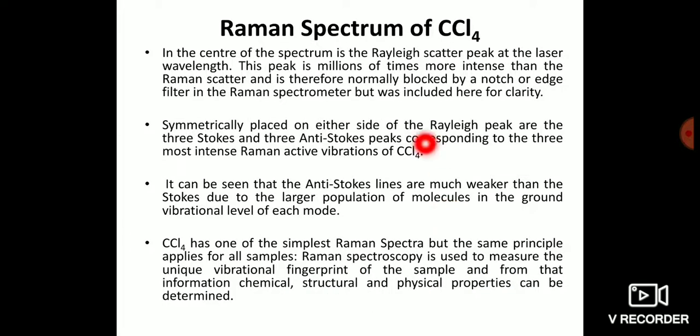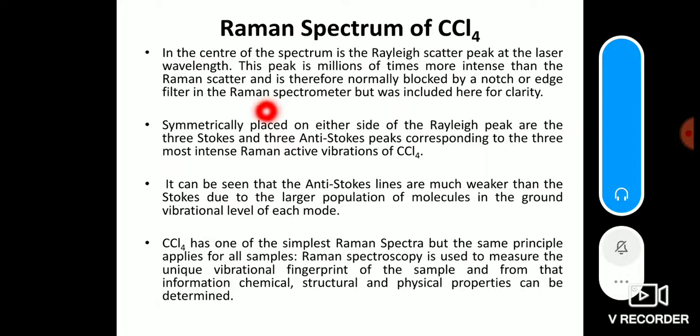So here this is the explanation. In the center of the spectrum is the Rayleigh scatter peak at the laser wavelength. This peak is millions of times more intense than the Raman scatter, but इसको हम neglect करते हैं. जैसा हमने बोला था कि Rayleigh scattering को हम लोग neglect कर देते हैं.